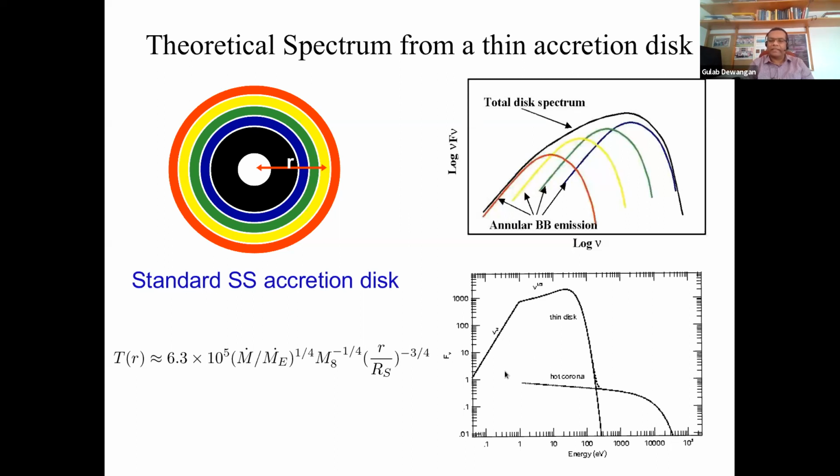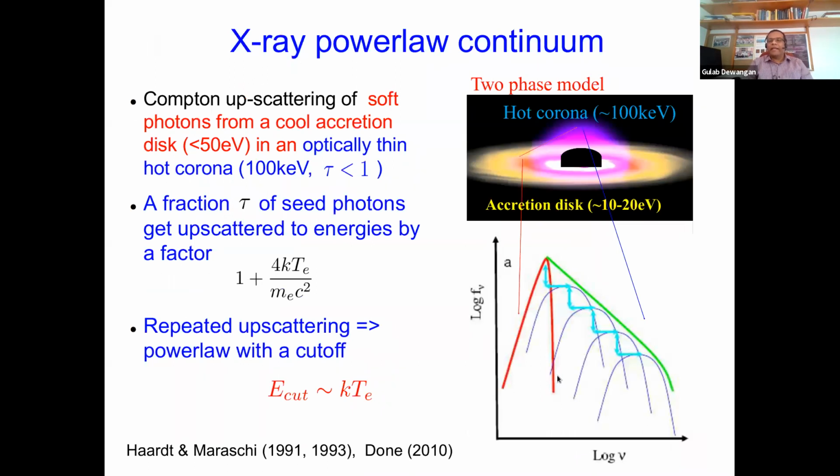This accretion disk alone cannot explain the entire broadband spectrum. In particular, there's a strong X-ray emission, which cannot be explained just by the accretion disk. To explain the broadband X-ray emission, we need what is called the two-phase model. So we have this two-phase. One is, of course, the accretion disk, which is the cold phase with a temperature of 10 to 20 electron volt in the innermost regions.